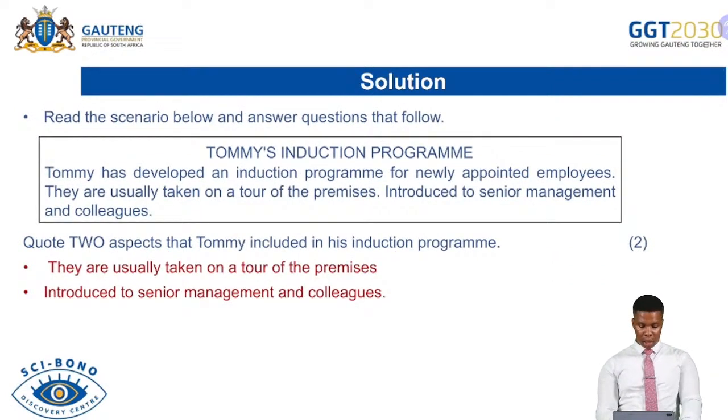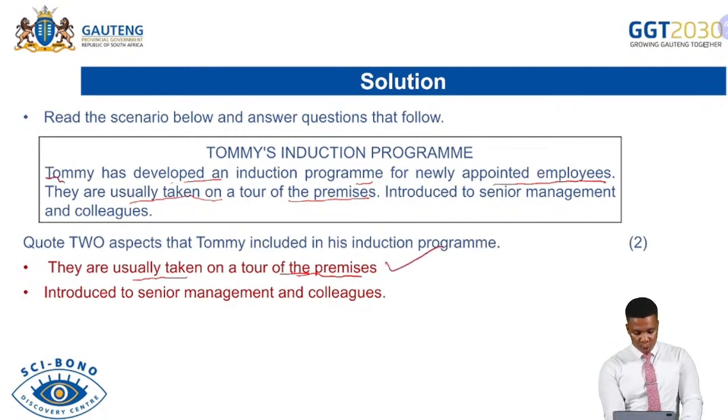The solution is one, you quote. The rule for quoting is you take it as it is from the scenario. Take it as it is. So they are usually taken on a tour. Where did I take this? You look, Tommy has developed an induction program for newly appointed employees. Is that part and parcel of the induction program? No. But then when you look into the other sentence, they are usually taken on a tour of the premises. Yes, that is part and parcel of the induction program, 1 mark for that.